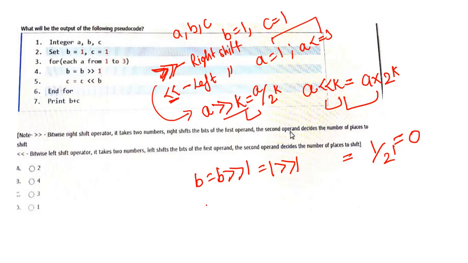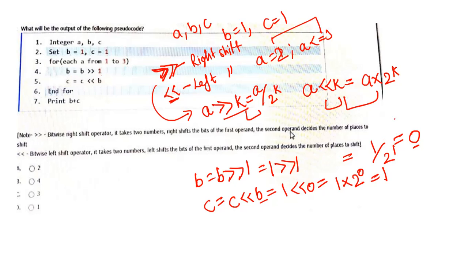Next statement in the loop itself is c equal to c left shift by b. First of all the value of c is 1, the modified value of b is 0, so 1 left shift by 0. Now what is the formula for left shift? That is a into 2 raised to k. It means 1 into 2 raised to 0, so that will be 1 itself, right? So now the value of a will be updated, that is going to be 2, right? First it was 1, now it is going to be 2. 2 less than or equal to 3, condition is true. Again we'll be doing b equal to b right shift by 1.